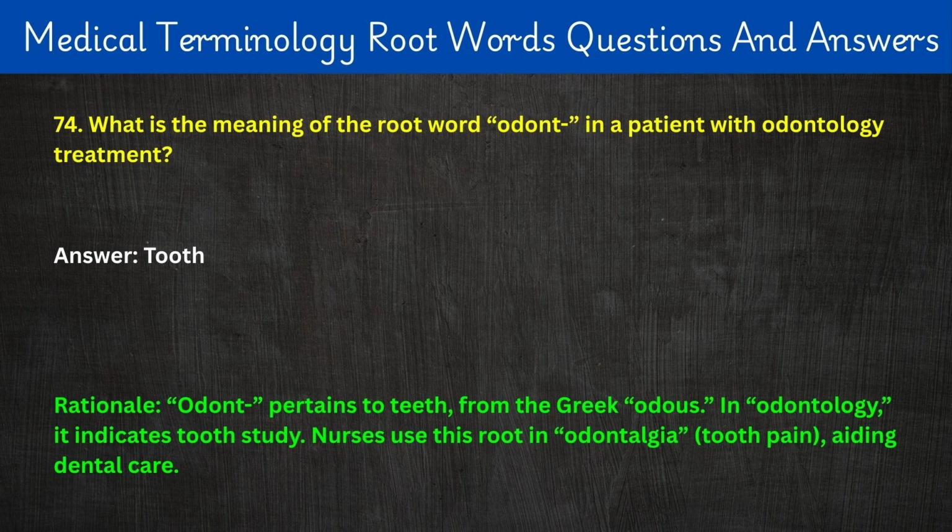74. What is the meaning of the root word odont- in a patient with odontology treatment? Answer: tooth. Rationale: Odont- pertains to teeth, from the Greek otis. In odontology, it indicates tooth study. Nurses use this root in odontalgia, tooth pain, aiding dental care.